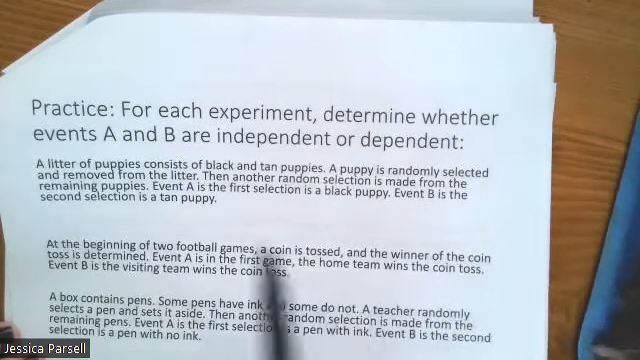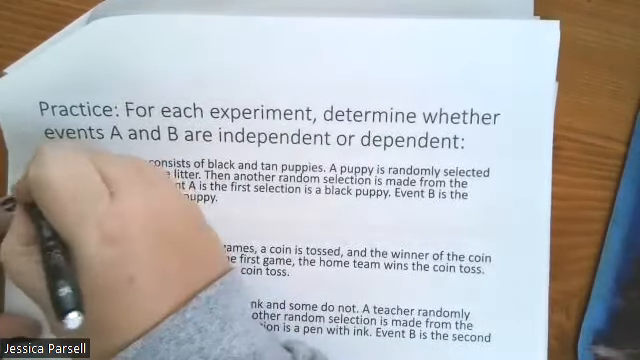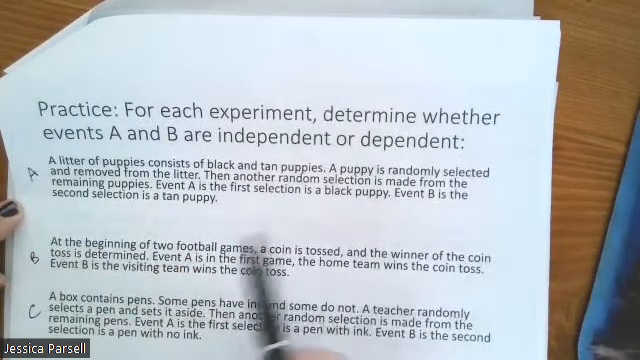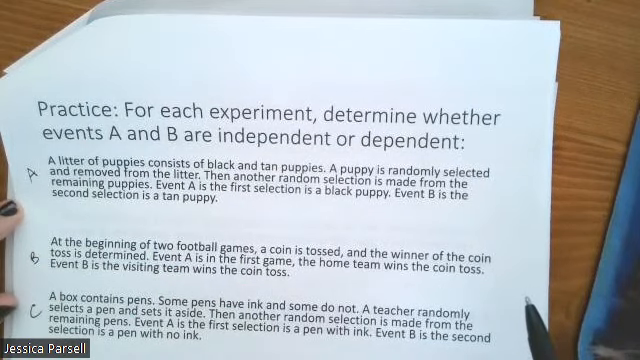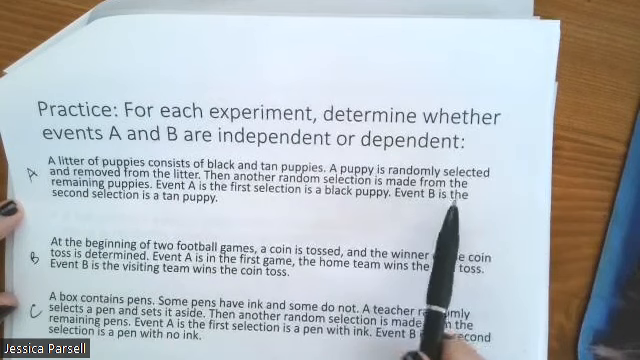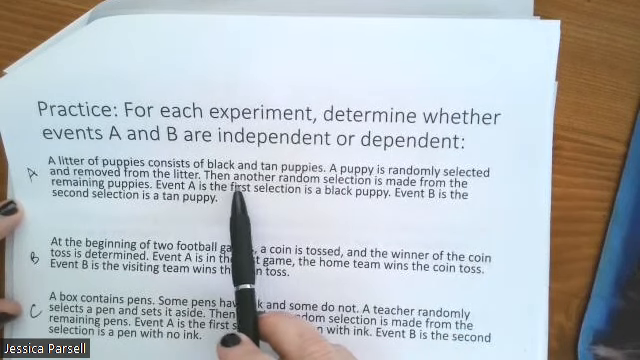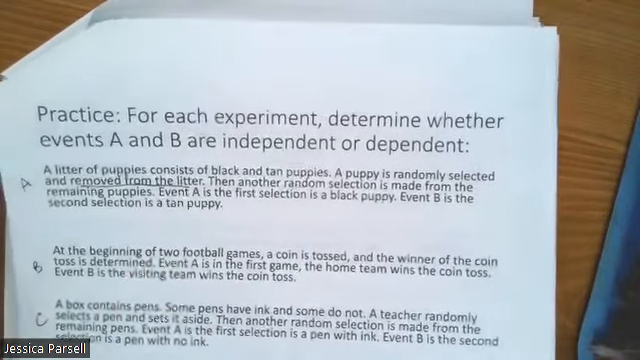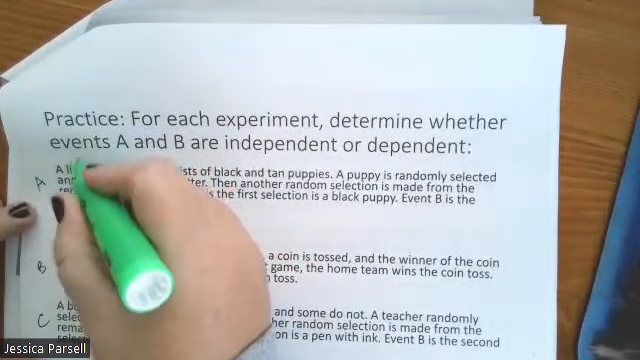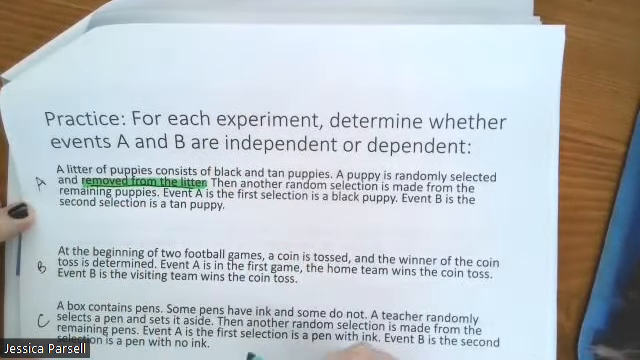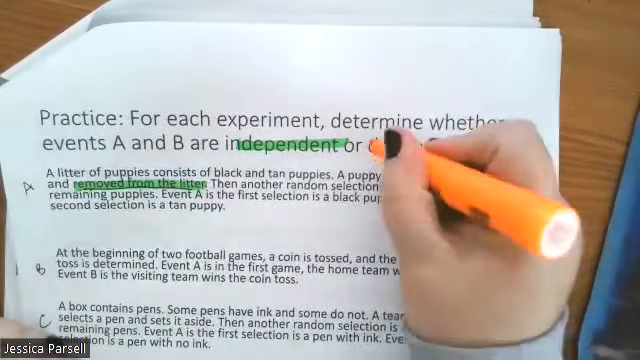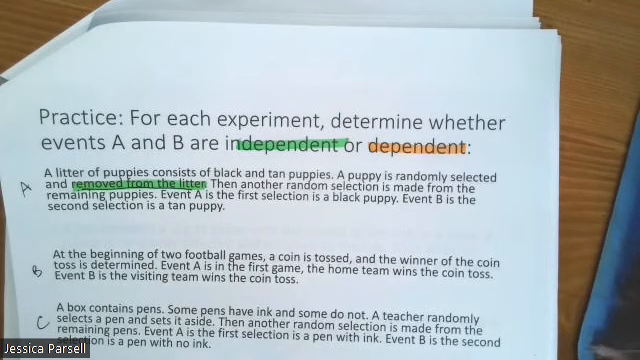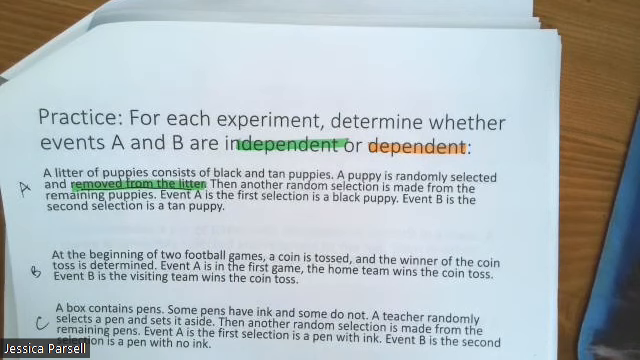Okay, so here's some examples. There's 3 different examples. We'll call them A, B, and C. All right, let's start with puppies. A litter of puppies consists of black and tan puppies. A puppy is randomly selected and removed from the litter. I'm going to underline that, removed from the litter. In fact, I might even highlight that because that's really important. We have to determine in these scenarios if they're independent or dependent. So back to the puppies. The puppy is randomly selected and removed. Then another random selection is made from the remaining puppies.